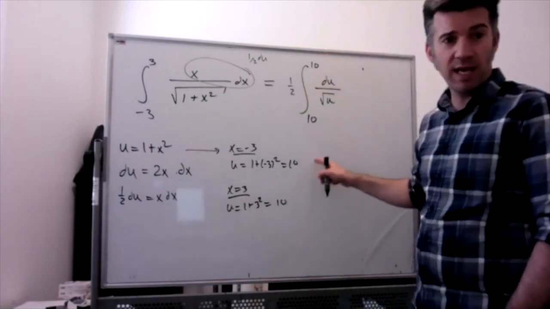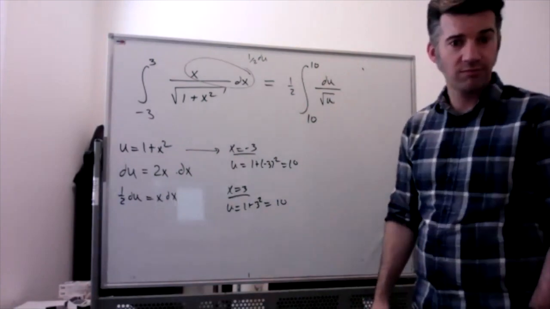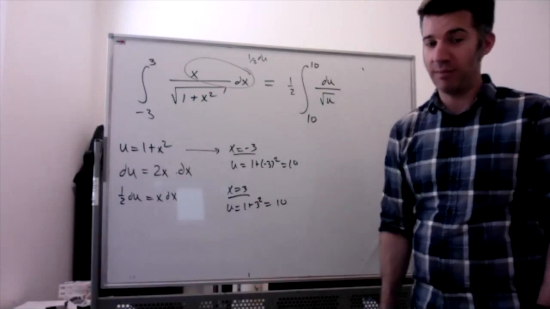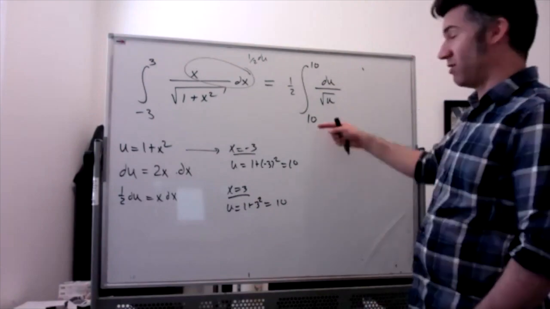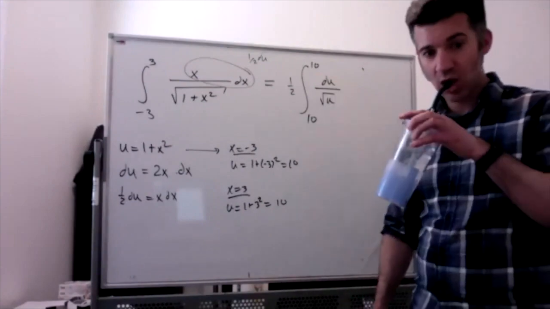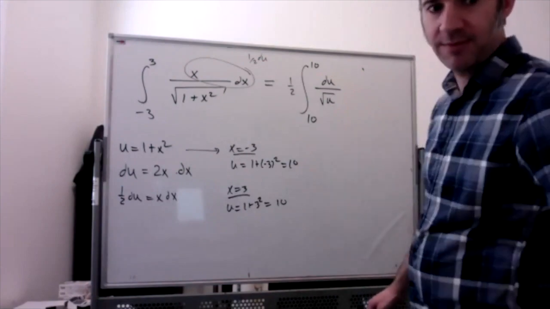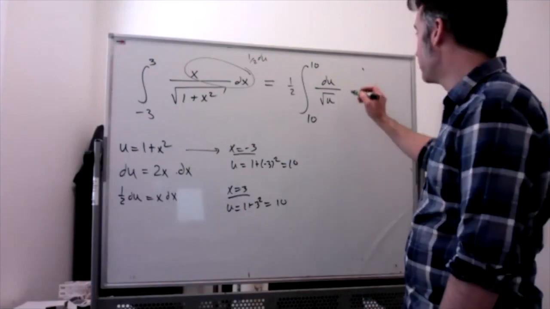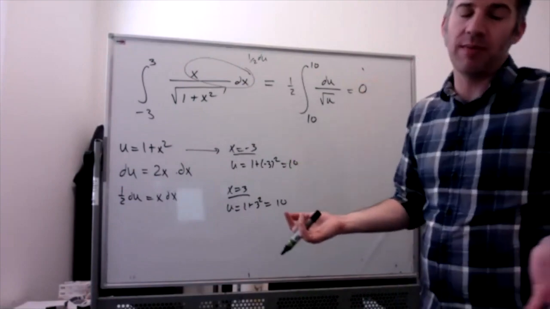What's the integral from 10 to 10 of 1 over the square root of u? Everybody should be able to answer this question. You all know what happens if you start at 10 and you end at 10. How much area do you get? Exactly. Yeah.